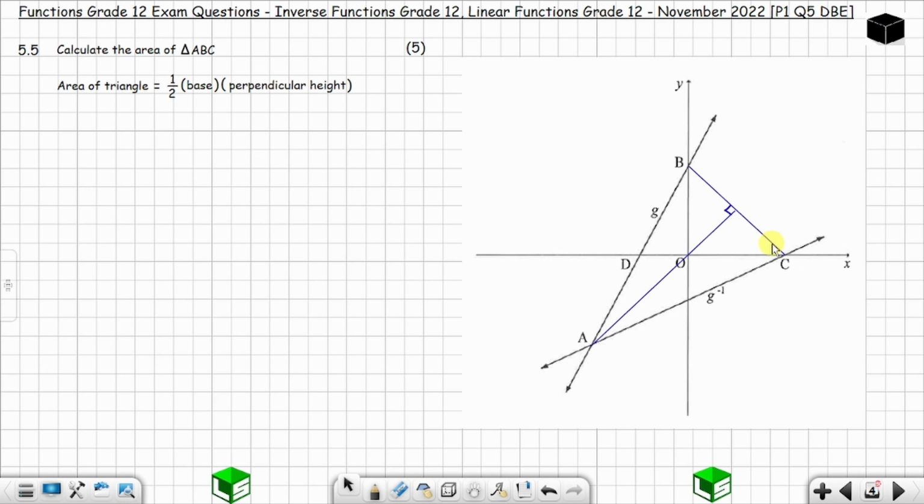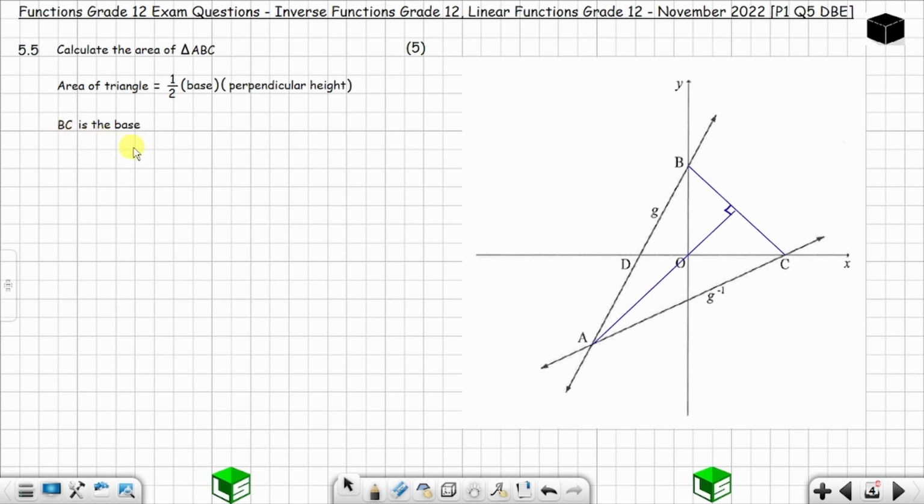So you need to get the length of the base and the length of the perpendicular height. BC is the base, and this distance is the perpendicular height. Okay, let's get the length BC.